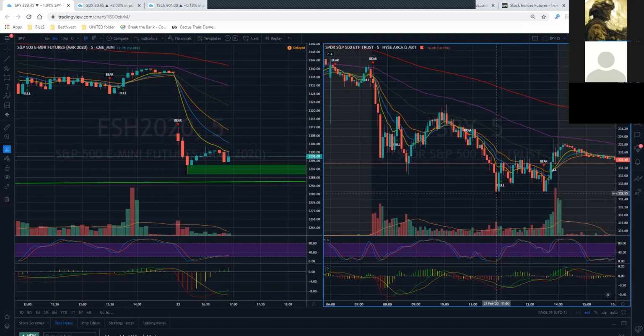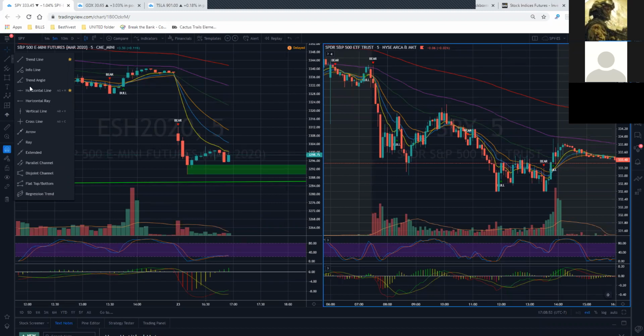Oh, here's another example of a double bottom. See, we headed down here, tried to have a bounce, headed down here, and then it retested this bottom support. So currently, as we close on Friday, we're at this point for support.